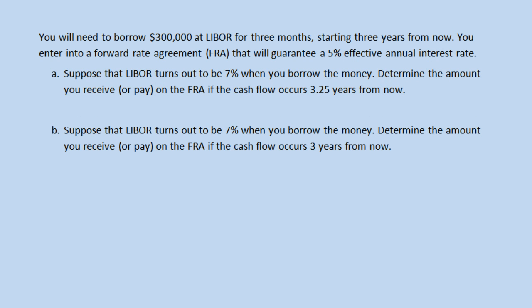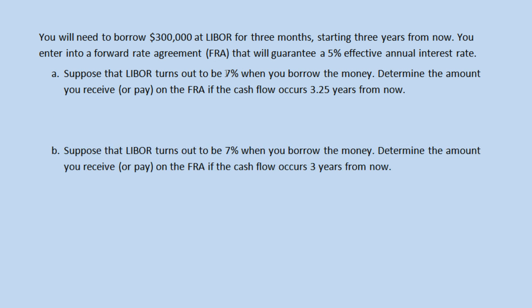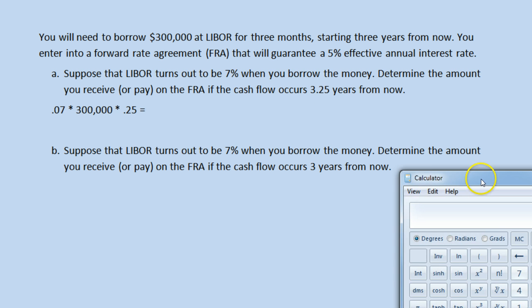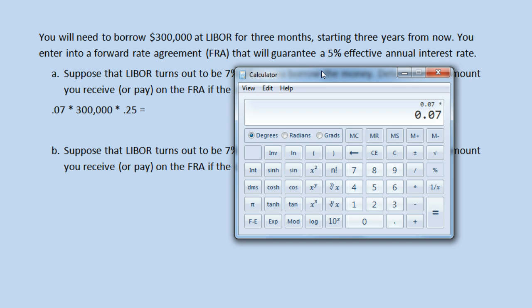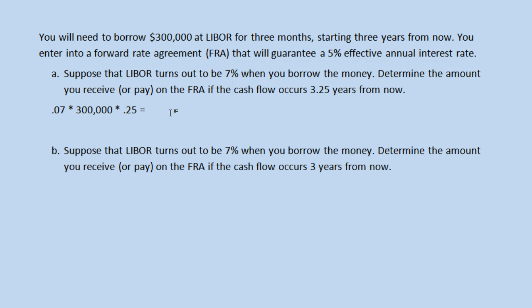There's a couple of ways that you can figure this out. We can look at what you are actually going to end up paying, which is the 7%. So on the loan, you are going to be paying 7% of the $300,000 that you're borrowing. That's not for a whole year, though. It is for 3 months, which is a quarter of a year. Calculator, 7% of $300,000 for a quarter of a year, $5,250.